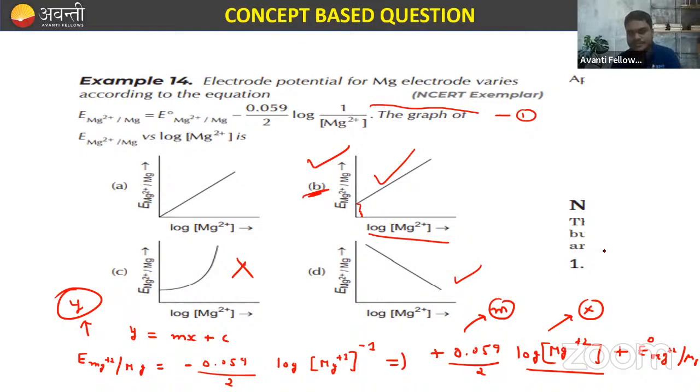If anyone has any kind of doubt, please raise your hand or ask me. सबको समझ आ गया? Why option B is the correct answer for this question? Got it?